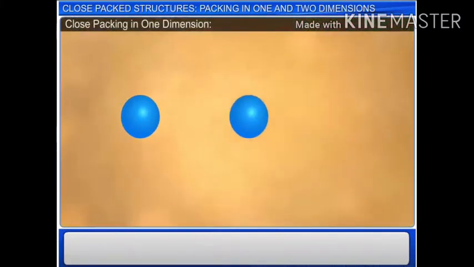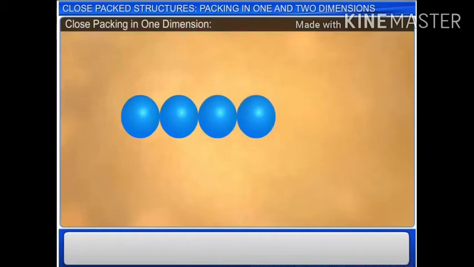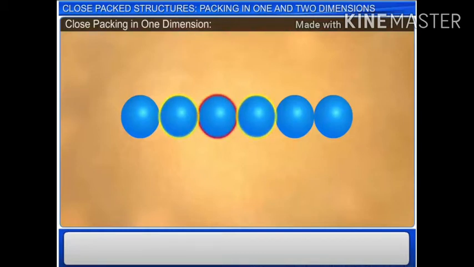You can see that there is only one way of arranging the spheres in a one-dimensional close-packed structure, that is, by arranging them in a row touching each other. In this arrangement, each sphere touches 2 neighboring spheres. In general, the number of nearest neighbors of a particle is defined as its coordination number. Therefore, the coordination number of a particle or sphere in one-dimensional close packing is 2.